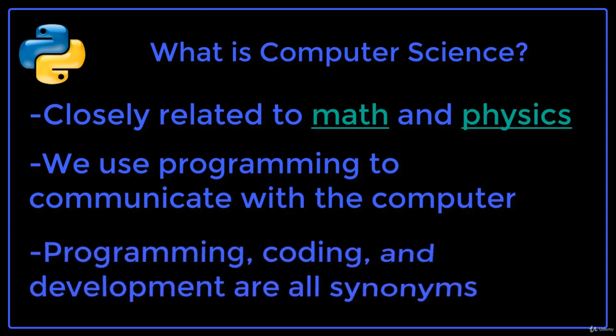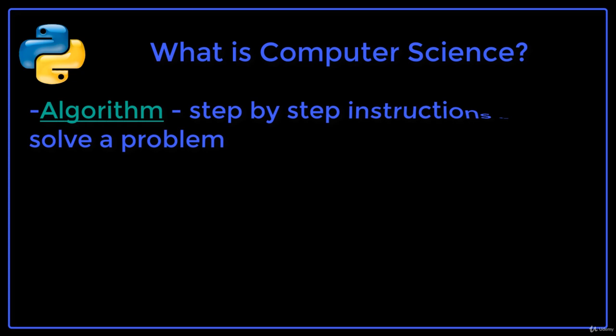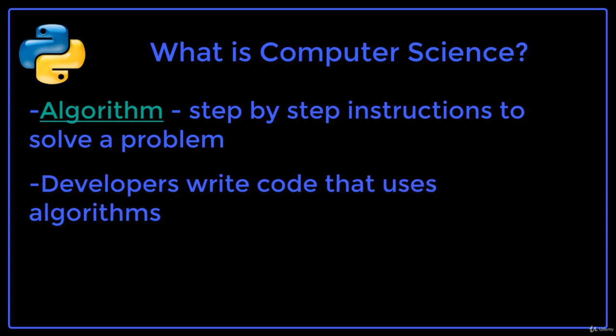Some people say programming, others say coding, others say development. All of this means the same thing: writing code that the computer understands in order to perform steps to solve a problem. An algorithm is a step-by-step sequence of instructions intended at solving a problem. Algorithms play a huge part in computer science, as all developers that write code are essentially writing algorithms that the computer will execute.